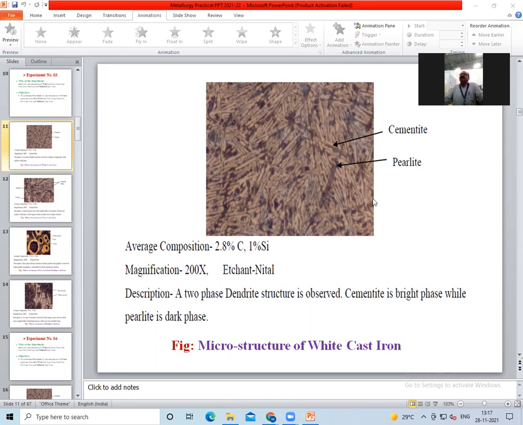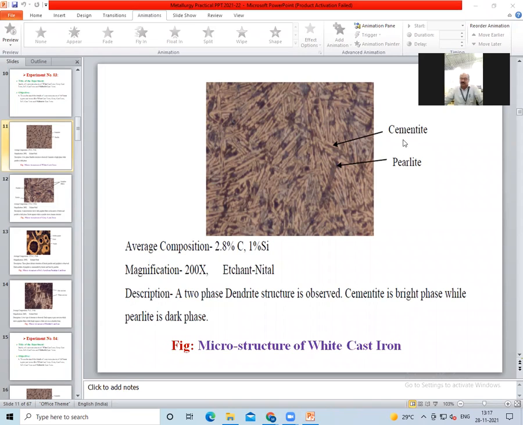And a dendrite structure is observed. This is called cementite dendrites, just like a tree-like structure. Dendrite means tree. This is called cementite, and this is the perlite. So whenever above 2% carbon is there, you will have to see these two types of structure, perlite and cementite. And this is the alternate layer of perlite and ferrite.